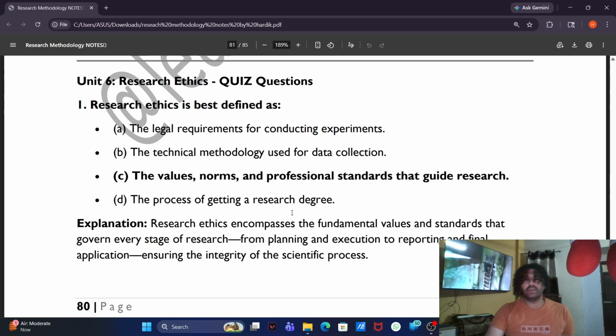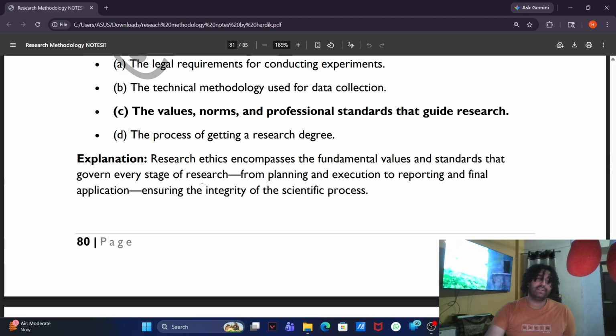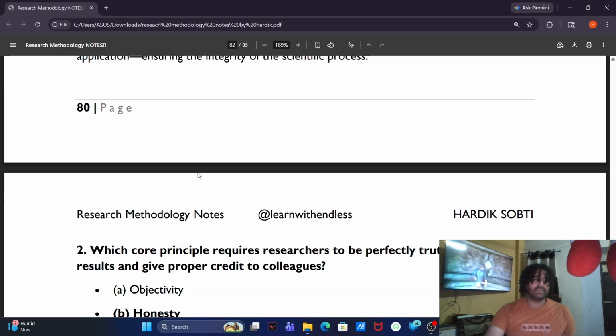Here is a quiz for you. I have solved it, it's just for revision. Research ethics is best defined as the values, norms and professional standards that guide research. Explanation: research ethics encompasses the fundamental values and standards that govern every stage of research, from planning and execution to reporting and final application, ensuring the integrity of the scientific process.